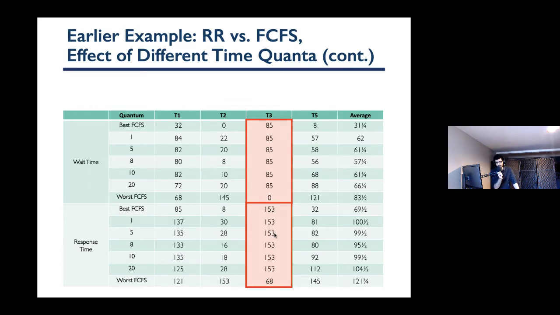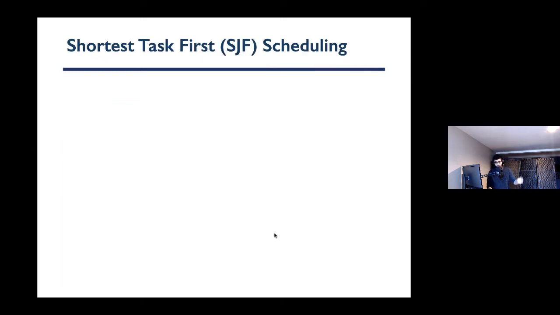If you're a short task, all you care about is the first time you get the CPU, because you're going to be done, right? And the first time you get it depends on the length of the time quantum and how many tasks are in front of you. Whereas if you're a long task, it doesn't really matter. You're going to finish last, so it doesn't matter how many tasks are interleaved between you as the length of the time quantum changes.